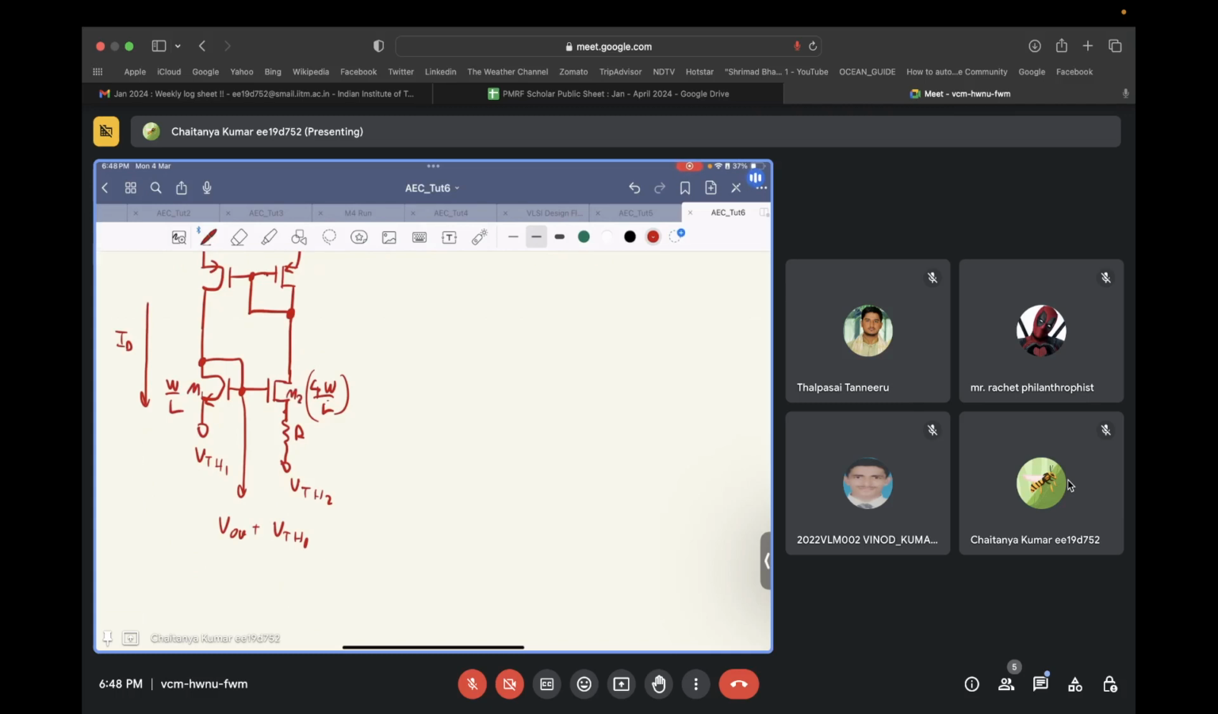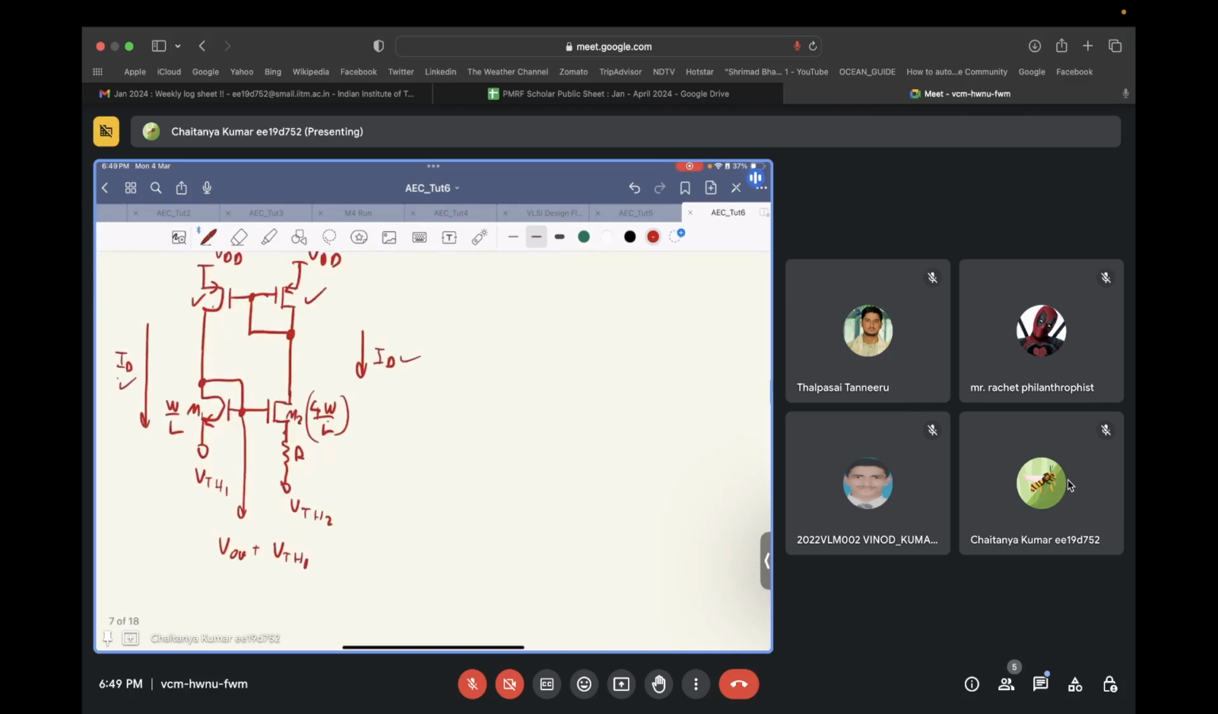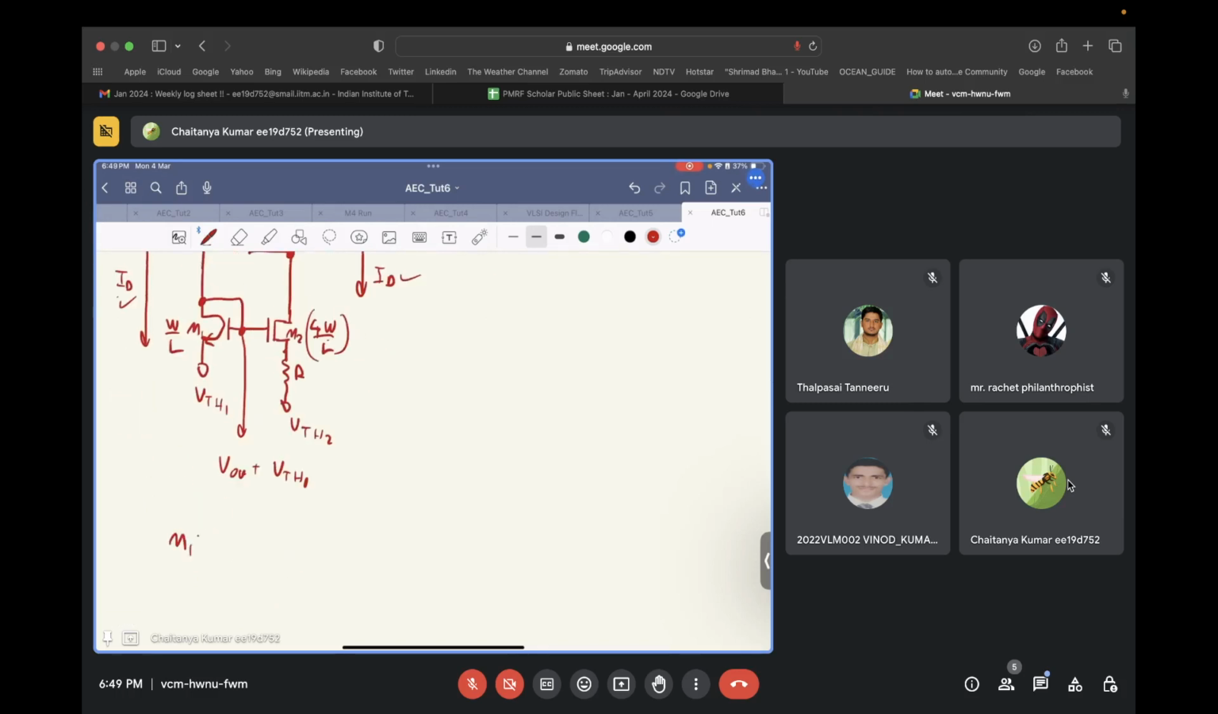Now the current is basically mirrored by these PMOS devices, so the current in transistor M1 and transistor M2 will remain the same, as long as there is no short channel effect. We are not neglecting short channel effect for now. So if short channel effect is not there, and since this mirroring is perfect, ID in both the transistors will still remain the same. So let's try to write the equation for transistor M1.